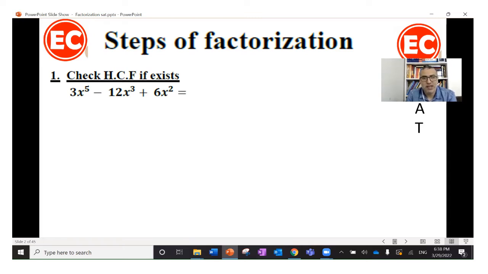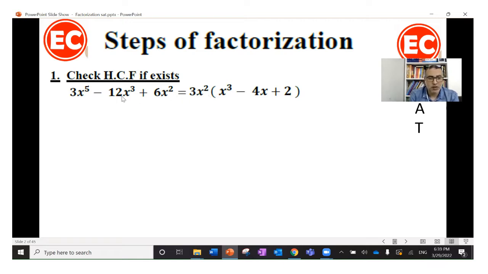And x power 5, x power 3, x power 2, so I'm taking x to the smallest power. And the smallest power here is x power 2. So after writing 3x power 2 outside the bracket, I'm opening a bracket. And then I start dividing. X power 5 divided by x power 2 gives me x power 3. 12 divided by 3 gives me 4. X power 3 divided by x power 2 gives me x. And 6 divided by 3 gives me 2.